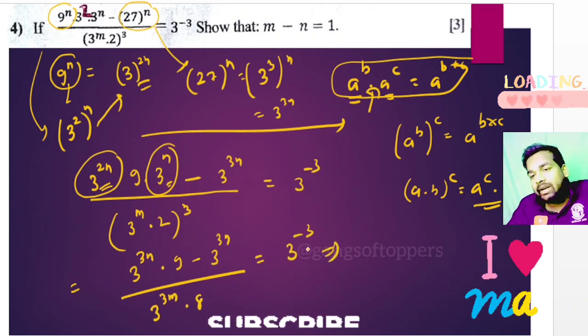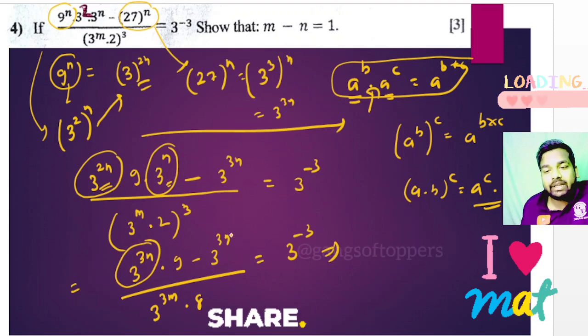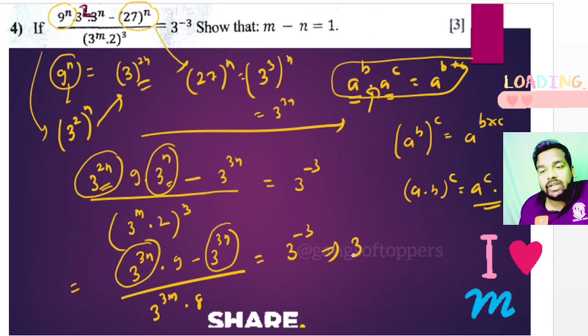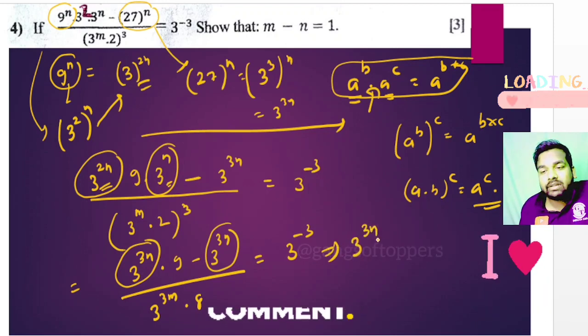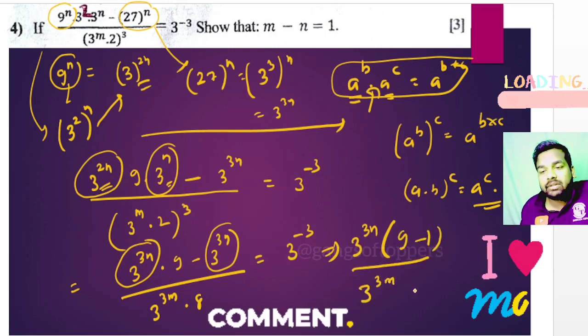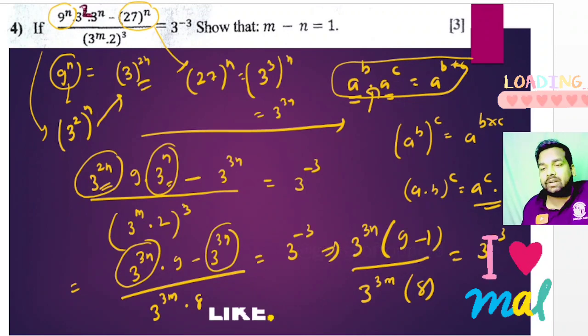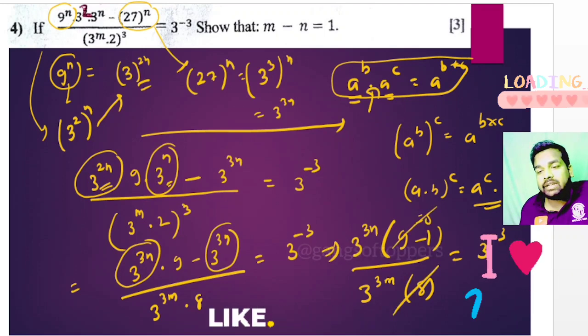Now here nobody has doubt, I think. Now you can see here that is 3 power 3n. Since 3 power 3n is also here, we can take it as common, so we can write 3 power 3n common, so it is going to become 9 minus 1, divided by 3 power 3m, that is how it is going to become 8, is equal to 3 power minus 3. I think here nobody has doubt, so 9 minus 1, it is going to become 8, and so this is an 8 and this is an 8, it is going to cancel.